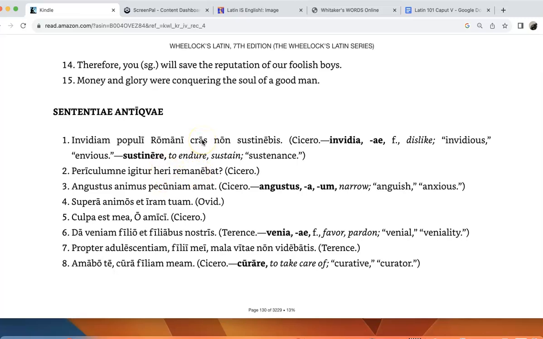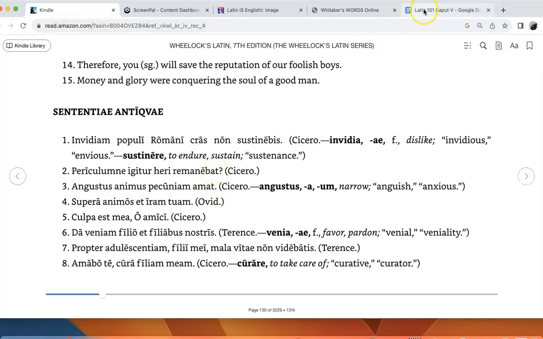Nice thing Wheelock does is everything's very logical to make connections. Well, here we have an adverb, heri. Heri means what? That's right, yesterday. That's where we get words like heritage, which is another word for tradition. So we could say, yesterday was remaining, therefore the danger. This one's a little bit abstract. I'm going to go ahead and write out a possible translation, then I will explain it.